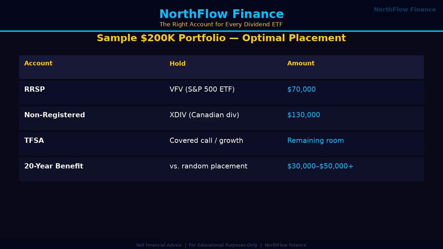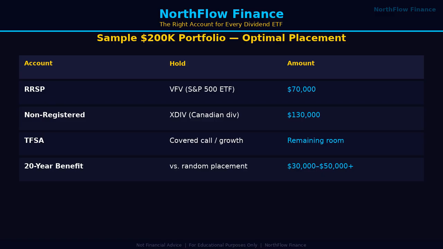Here's the optimal placement. RRSP, put your VFV exposure here. The U.S. withholding tax exemption applies, preserving your full return on U.S. dividends. Use up to $70,000. Non-registered, put your XDIV here. The eligible dividends benefit from the dividend tax credit. Your effective tax rate on those distributions will be significantly lower than ordinary income rates. Use the remaining funds here.